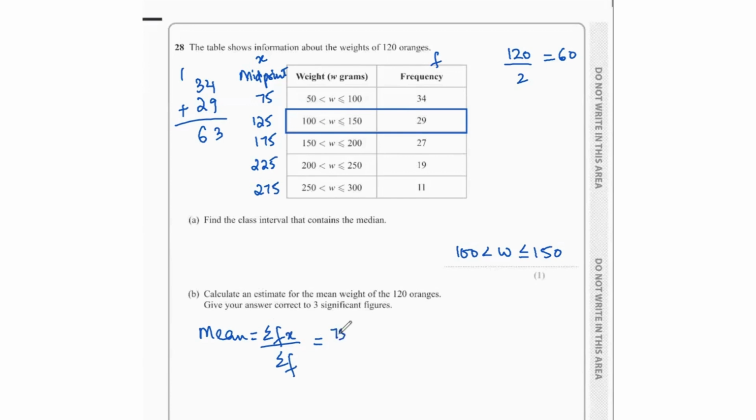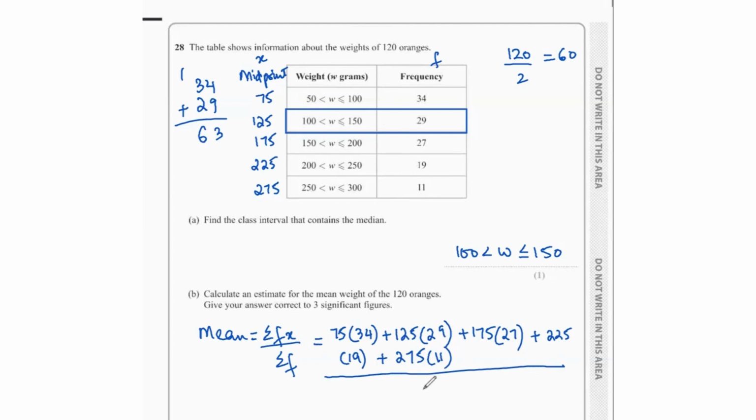So that's 75 times 34 plus 125 times 29 plus 175 times 27 plus 225 times 19 plus 275 times 11. All of this is divided by the sum of frequency, which is 120. And that is going to give us the answer of 151.6, which can be rounded to 152, correct to 3 significant figures.